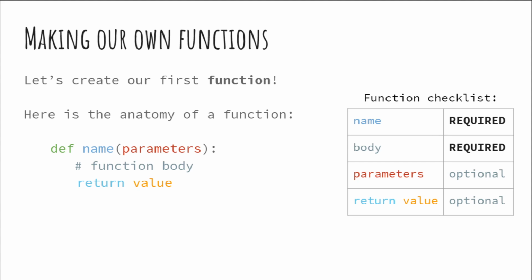So we're going to now go over the anatomy of a function. So we're going to create our first function. So you can see there's a little checklist over on the right side of the screen there.